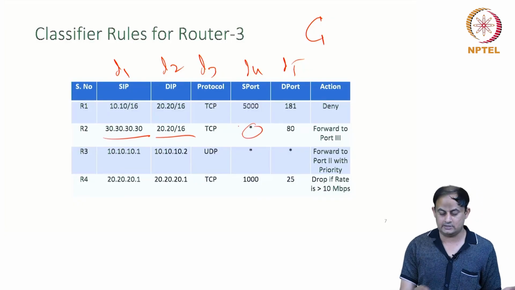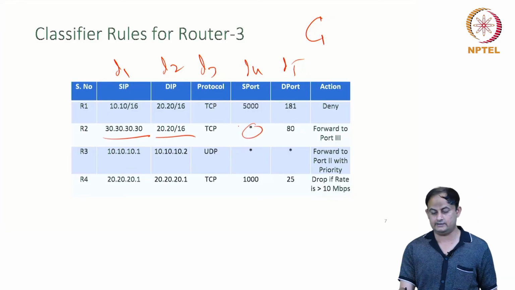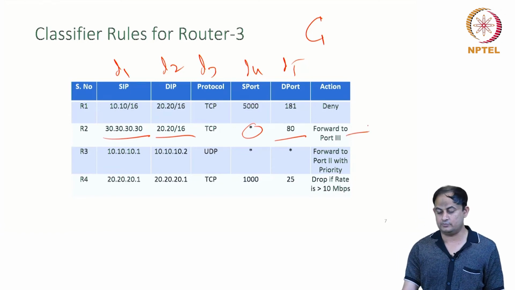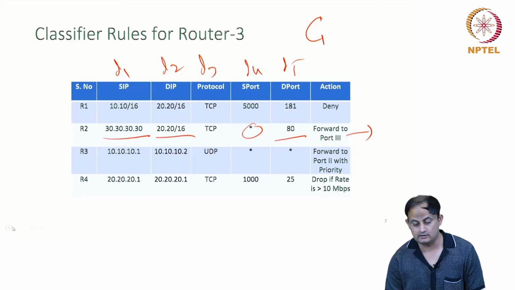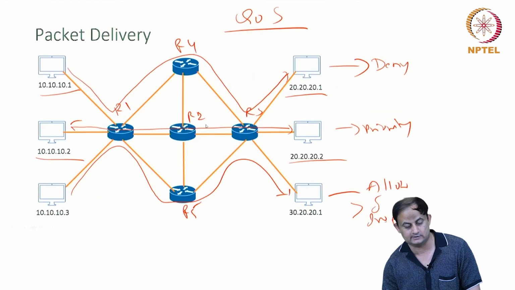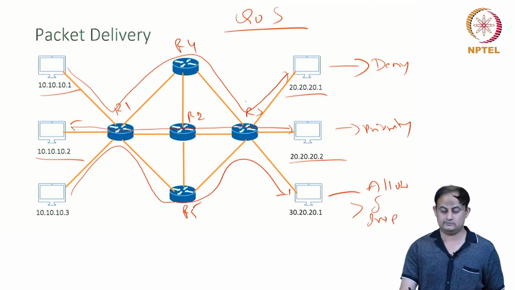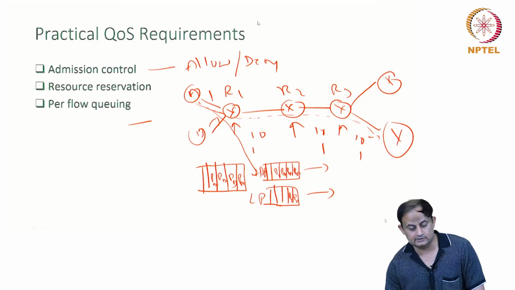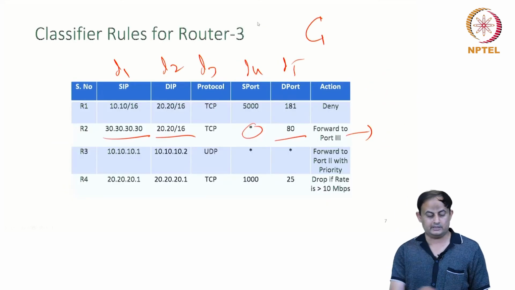I don't mind; star indicates the wildcard entry, but if the destination port number is 80, then you forward it to port number 3. This is the classifier for router number 3 in this diagram. So like this, it will not only have one rule but a bunch of rules.